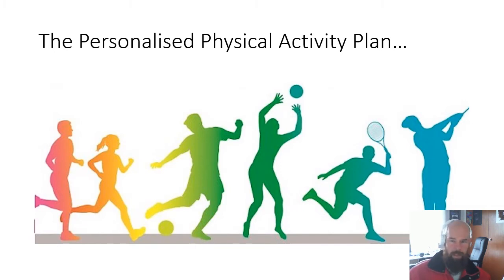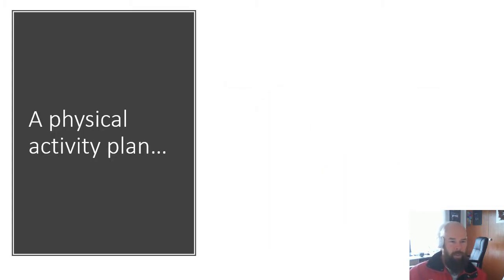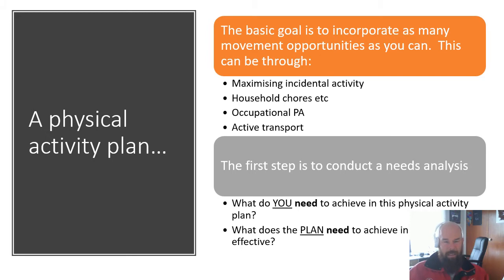What we're going to look at is why we're doing it, the different ways that you can assess physical activity, and basically what's involved in setting it up. So let's get into it. So the personal activity plan, the basic goal, the reason why we do it, is to maximize movement opportunities. We're trying to maximize how much incidental activity you're doing.